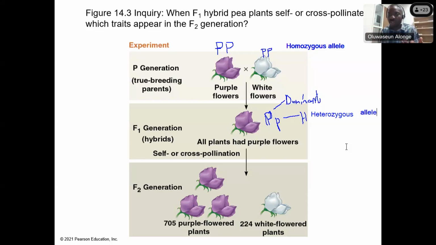Homozygous means the same. So this child now, we call this the parent generation, right? We call this the parent generation, and we call this F1 generation. F1 means first filial generation. P generation means parent generation. And then the F2, which will be here, I will explain that later. It means second filial generation.